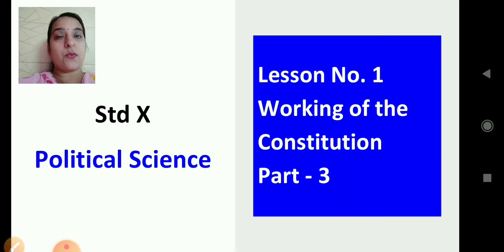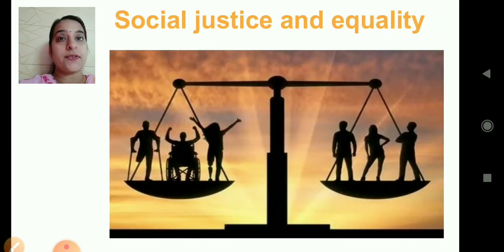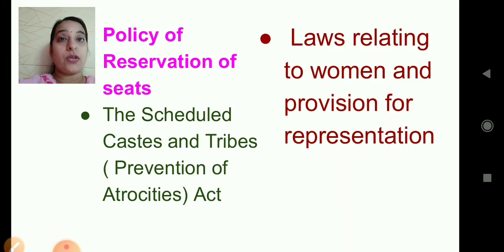Children, today we shall start with part 3 of lesson number 1, working of the constitution. In our previous online session, we had discussed two important objectives of our constitution, that is social justice and equality, and the efforts made in India to establish a society in this direction.